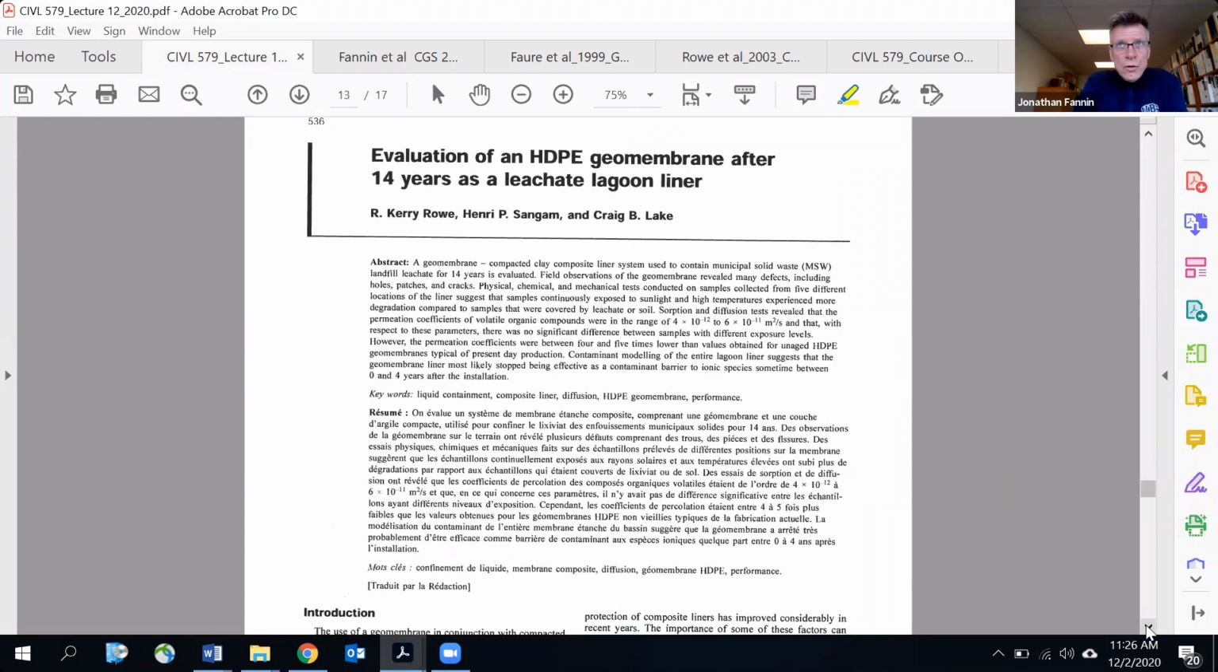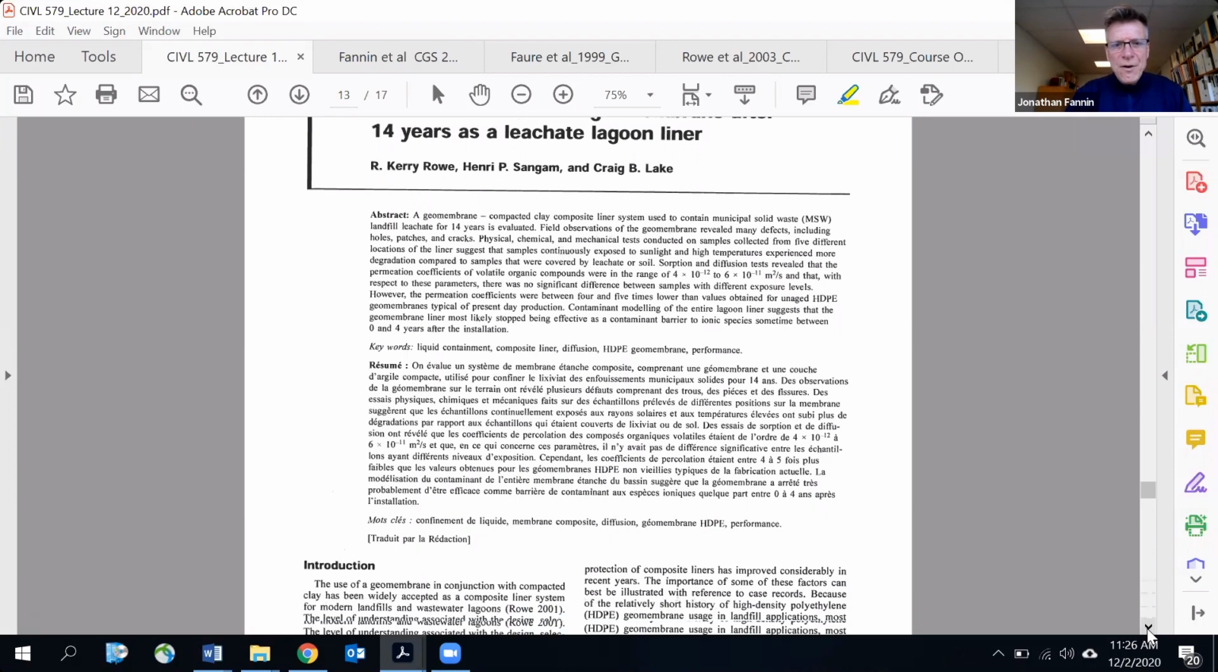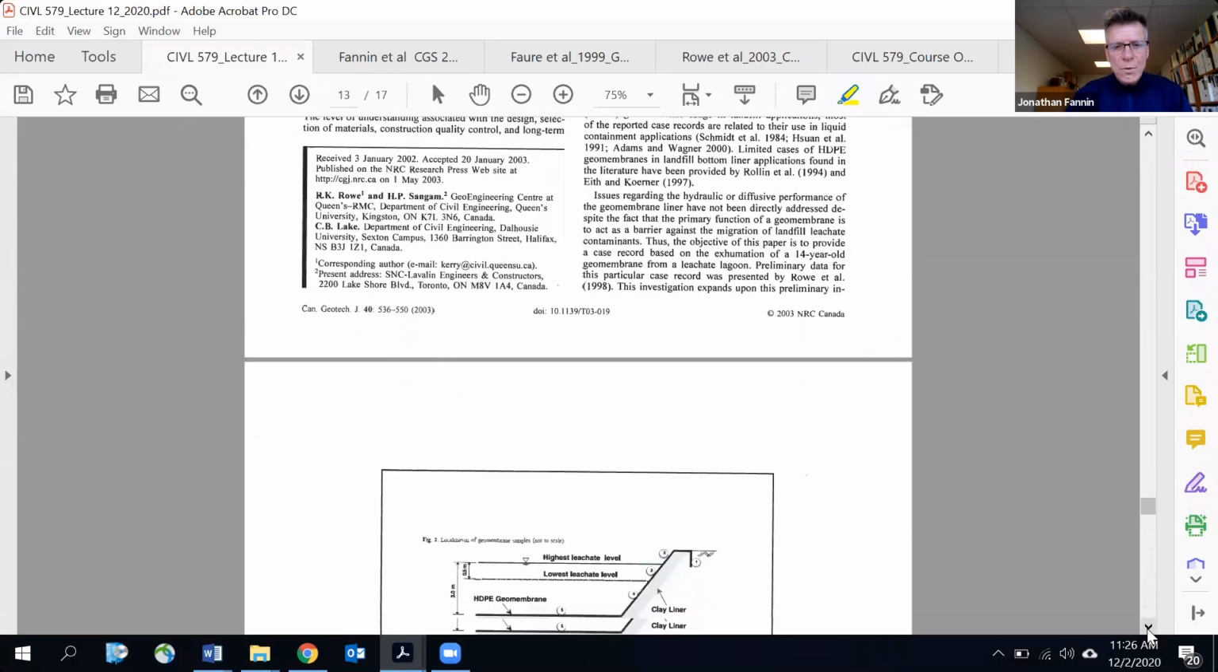So we've gone from the good to the not so bad, and this one is the ugly, all right? And Kerry Rowe, our go-to guy in Canada for everything to do with waste containment facilities, and they had the opportunity to go in and look at a landfill liner after 14 years. And they put in place a framework for understanding what they were looking at.